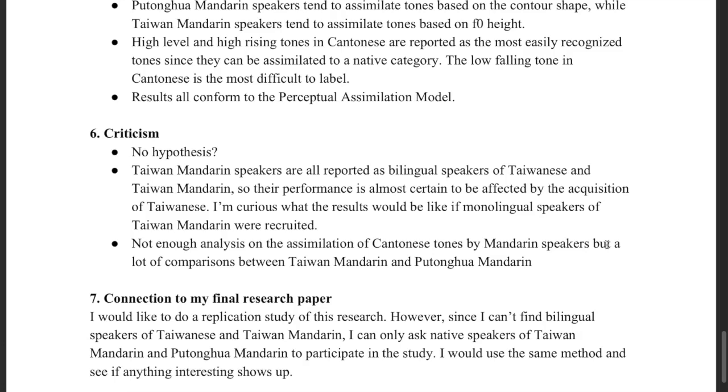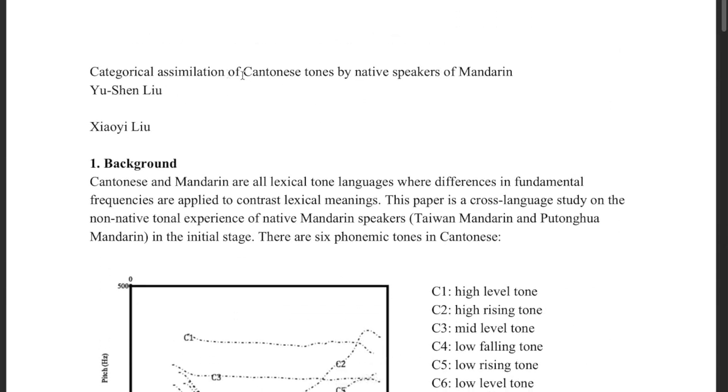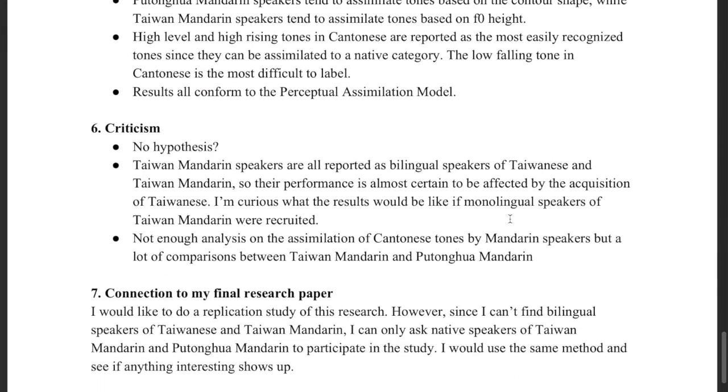And the last one is that there's not enough analysis on the assimilation of Cantonese tones by Mandarin speakers. Since the title is the assimilation of Cantonese tones by Mandarin speakers, it should have enough analysis about it. But I didn't see that much analysis. I see more on the comparisons between Taiwan Mandarin and Putonghua Mandarin.